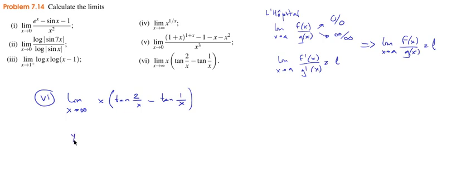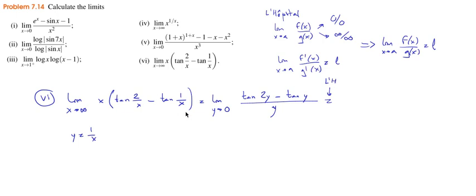Okay, let's call y 1 over x, right? So now the limit when x goes to infinity is the same as the limit when y goes to 0, and this is, let's see, the tangent of 2y minus the tangent of y divided by y. Multiplied by x is the same as divided by y, right? The tangent goes to 0 at 0, so this is 0 divided by 0. So we can now apply L'Hopital's rule here.